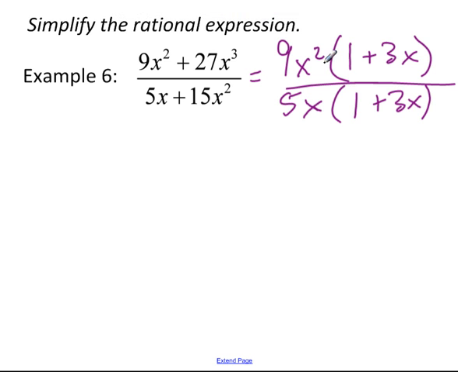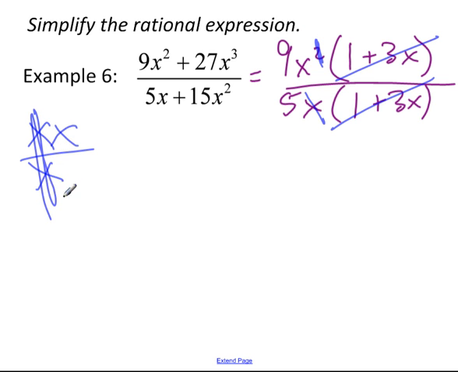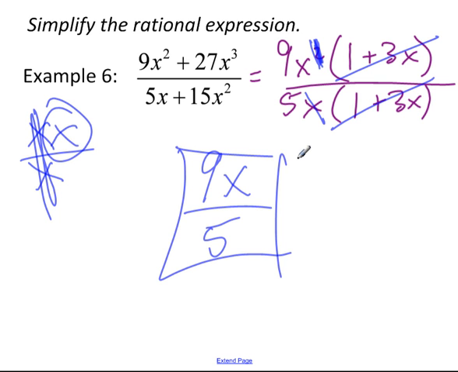So who gets to cancel? My parenthesis groups are going to cancel. My x on the bottom is going to cancel the squared. Remember, our x squared is kind of like x times x, and then the x on the bottom is like that. So they cancel and just leave 1. So I'm just going to cross out the exponent here. So we get 9x over 5 as our final answer.